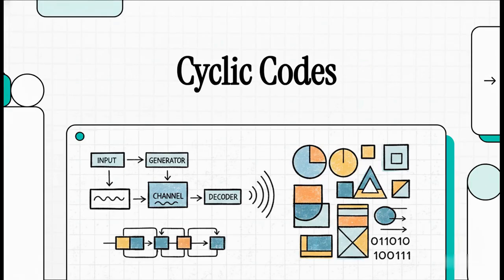If you're studying information theory and coding, grasping cyclic codes is absolutely essential. So today we're going to break it all down step by step in this explainer. Let's dive right in, shall we?